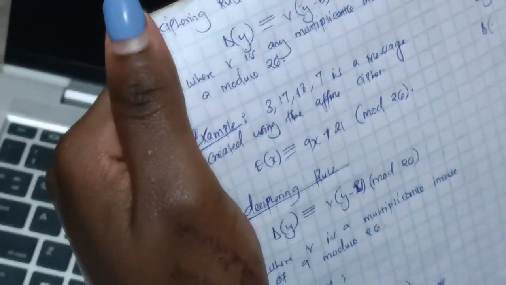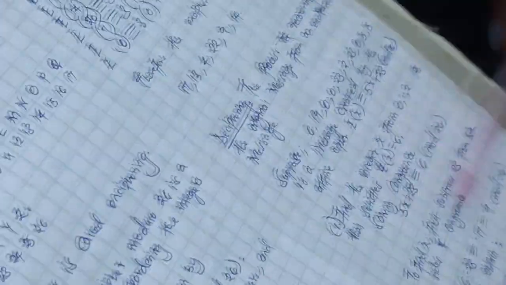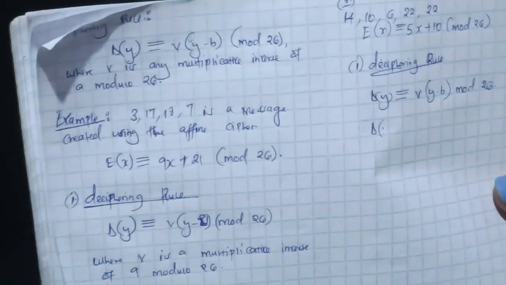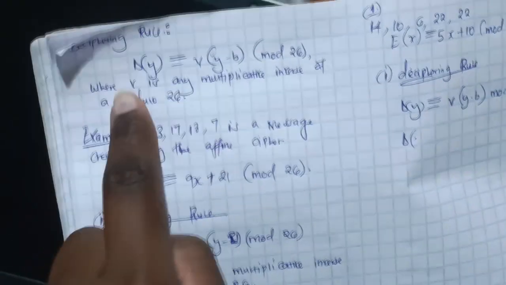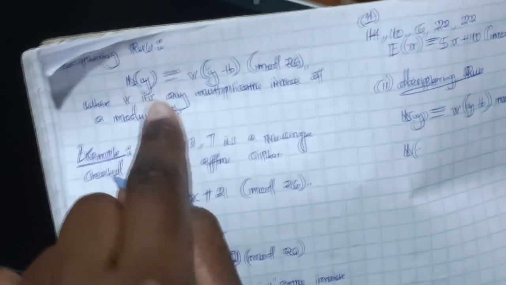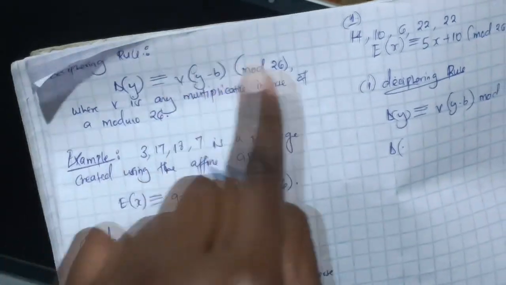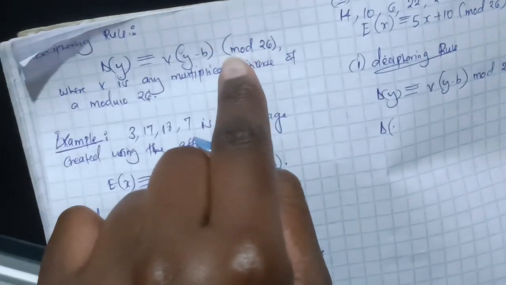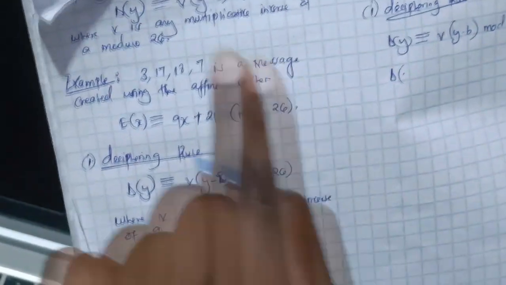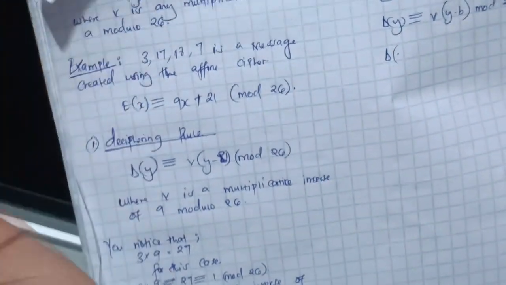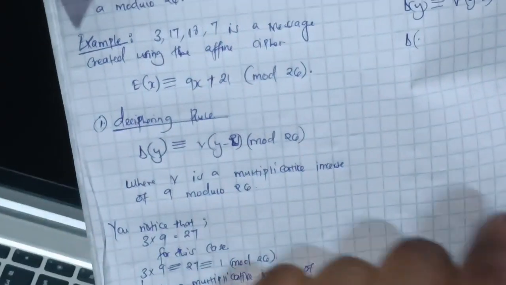So instead of going through all that, we have a deciphering rule that is the inverse of the enciphering rule that we had before. The rule is D(y) congruent to v times (y minus b) modulo 26, where v is the multiplicative inverse of a modulo 26.